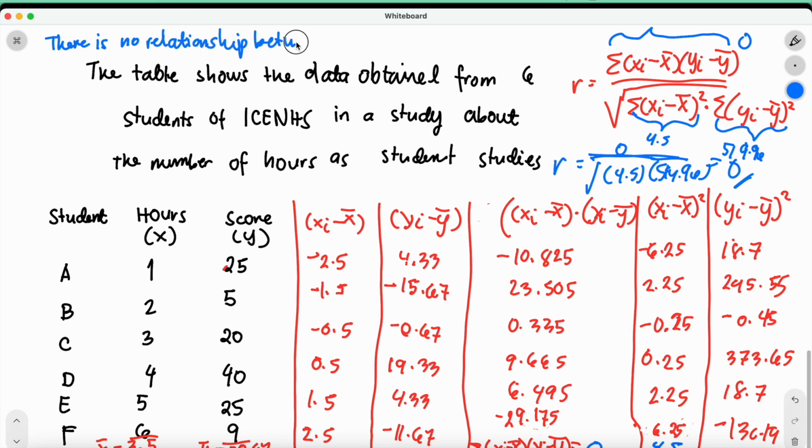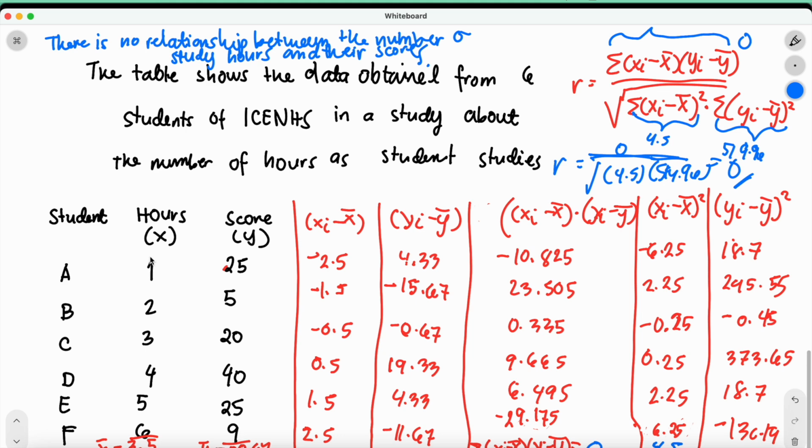between the number of study hours and their scores. Okay, so I think it makes sense when you check out the data.